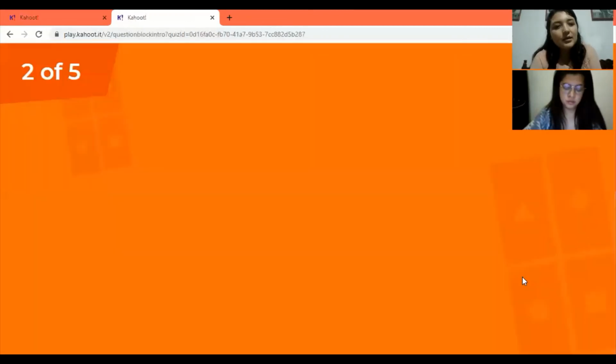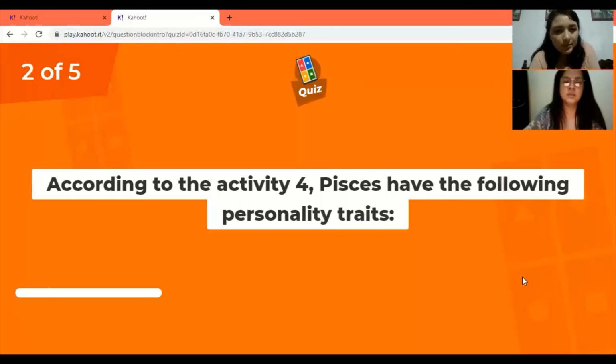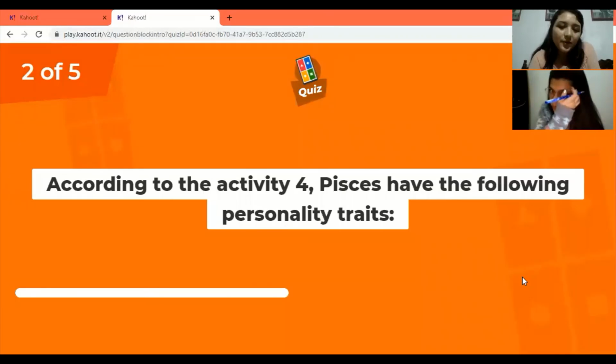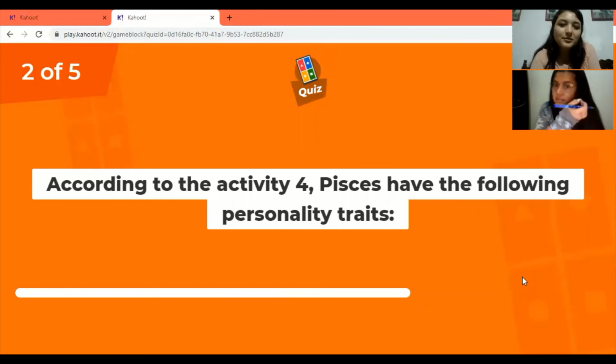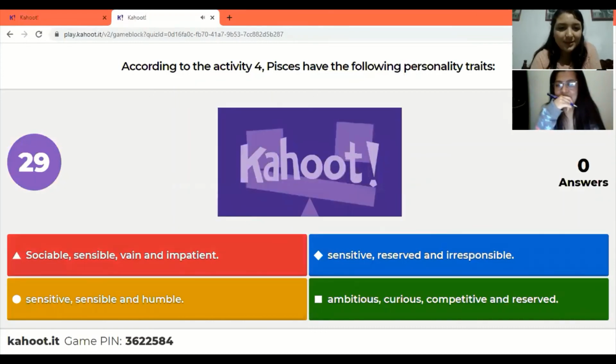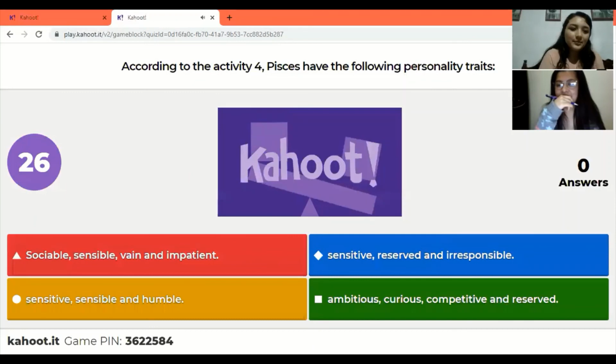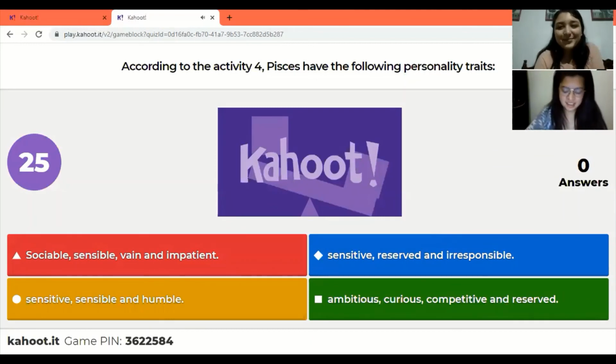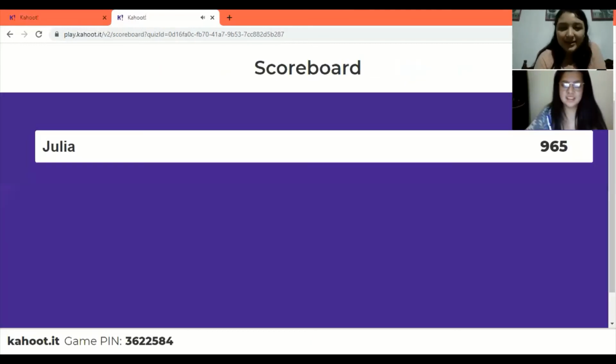Okay. According to the activity 4, Pisces have the following personality traits. Remember the listening. Sociable, sensible, vain, sensitive, reserved, irresponsible. I did it. Perfect.